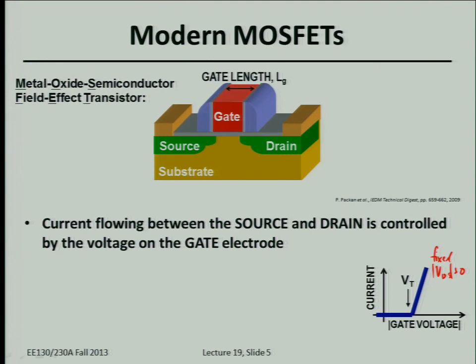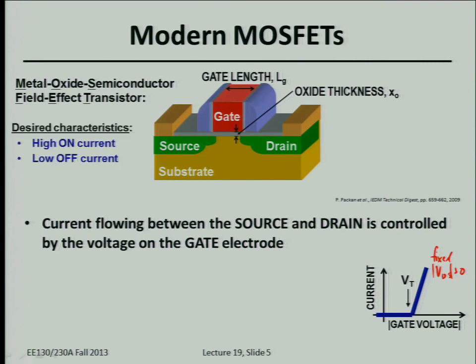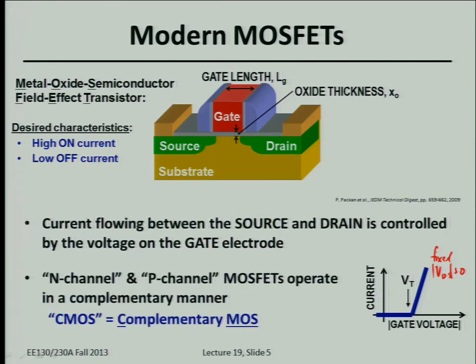So critical design parameters for a MOSFET are the gate length, which is roughly correlated to the separation between the source and drain junctions, and the oxide thickness that we've been looking at already. Ideally, for a transistor to function well, when you have a large gate voltage above the threshold voltage, you want the transistor to conduct a lot of current. And when the gate voltage is 0, you want it not to conduct any current at all. And we have N-channel and P-channel flavors of MOSFETs, which can operate in a complementary manner. So this is why we call it CMOS technology. I'll explain that in the next few slides.